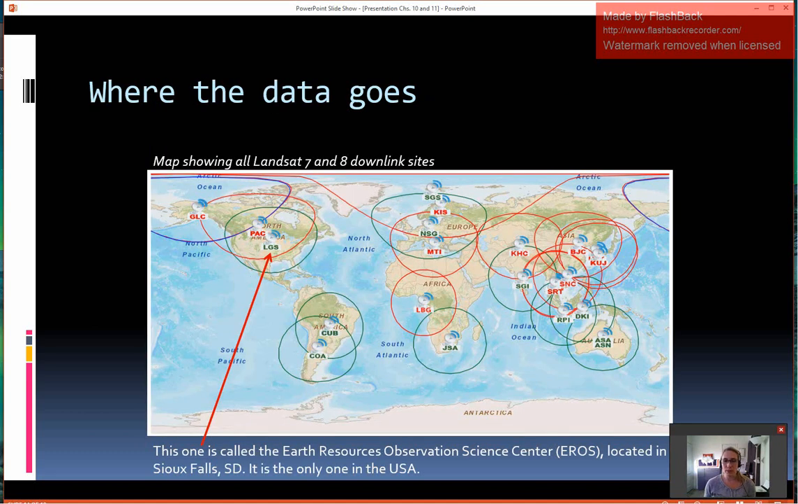And so what happens to all this data? Well, once it gets captured by the sensor, it gets relayed down to the downlink sites that are all over the world. We have one in the United States. There's obviously another one up in Canada here, but this one is actually in Sioux Falls, South Dakota. So it's actually not too far from Wyoming.